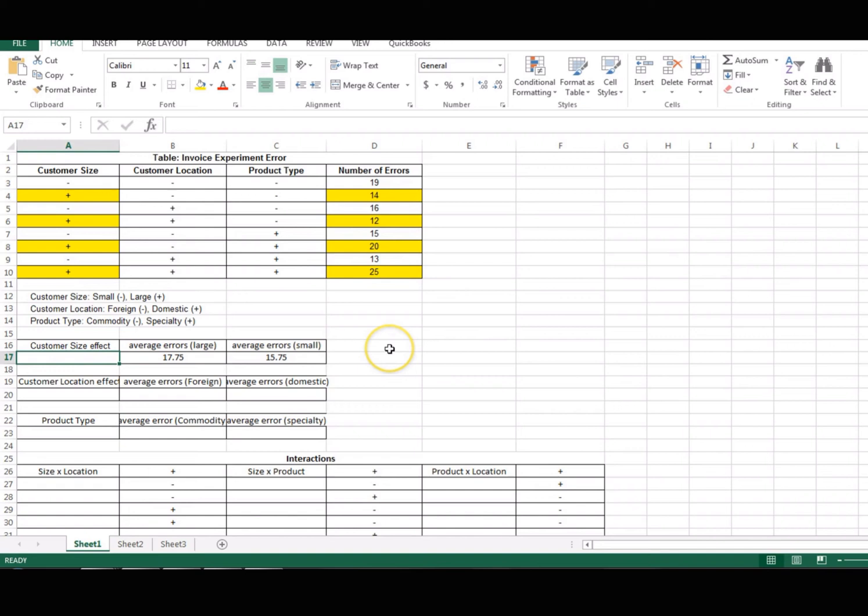All right, and now my customer size effect is simply equal to this cell minus this cell. My suggestion to you as well is perhaps to put ABS in front and a parentheses. This guarantees your answer will be positive. For customer location effect, you're going to repeat the same process. Here's customer location. If I'm looking for average errors for foreign are the negatives. So in that case, I'm going to focus on, again, customer location, which is where we're looking.